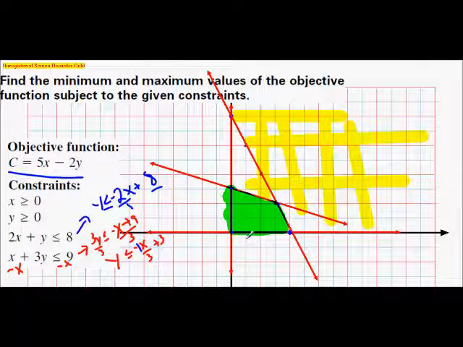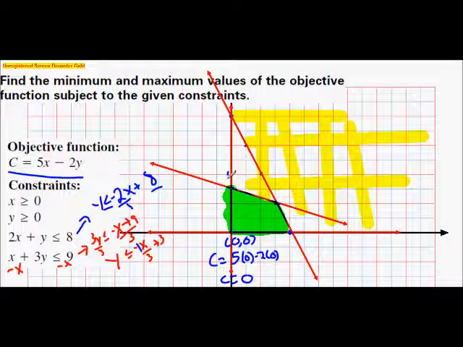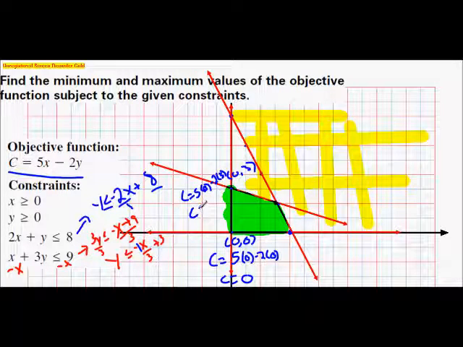Here we go. So this is the point 0, 0. We plug that in, we're going to get 5 times 0 minus 2 times 0, and so we get c is equal to 0. Alright, this next value is the point 0, 3. We plug that in, we get c is equal to 5 times 0 minus 2 times 3. So 5 times 0 is 0, negative 2 times 3 is negative 6. So we get c is equal to negative 6.